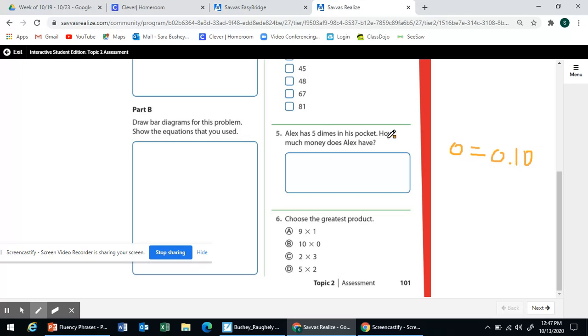So Alex has 5 dimes in his pocket. If we know that, we can just put a 10 here to make it easier, since we really haven't learned much with the decimals yet. If we know that a dime is 10, 1 dime, how much would 5 dimes be? I'm going to give you 1 minute to answer this question.